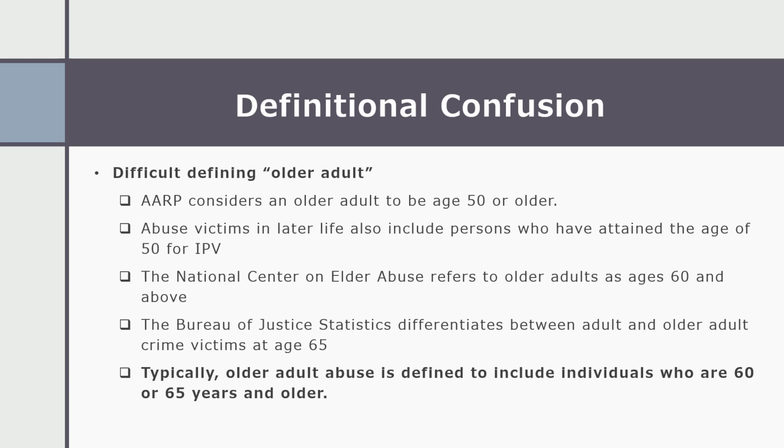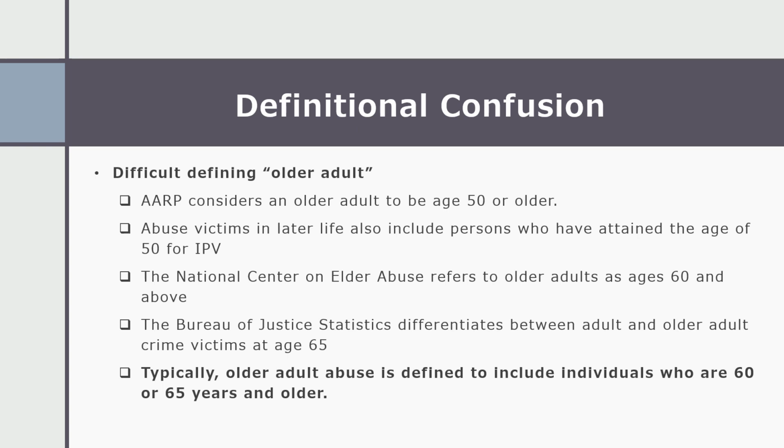Now, when we talk about elder abuse or older adult abuse, it's important to know the age range that we are talking about. It's very difficult because there are conflicting definitions of what is considered an older adult. Your book talks about different things from AARP, looking at it as 50 and older. The Bureau of Justice Statistics and the National Center for Elder Abuse have varying degrees of age, anywhere between 50 and 65.